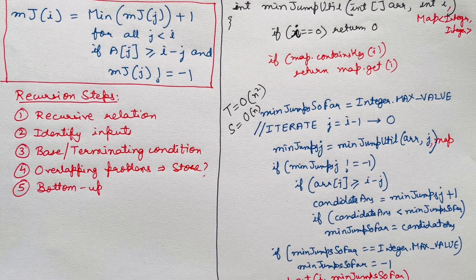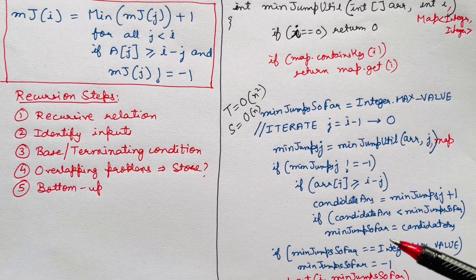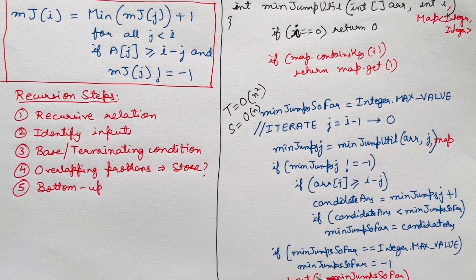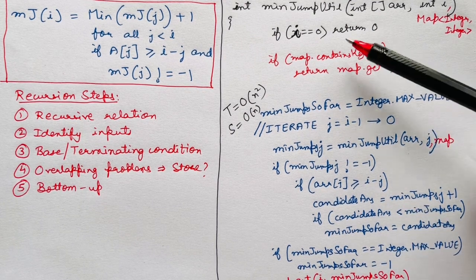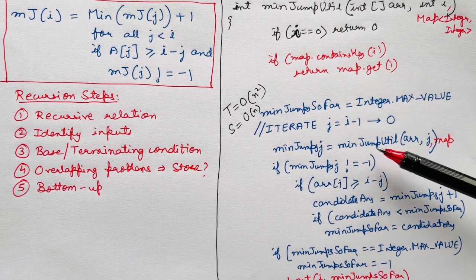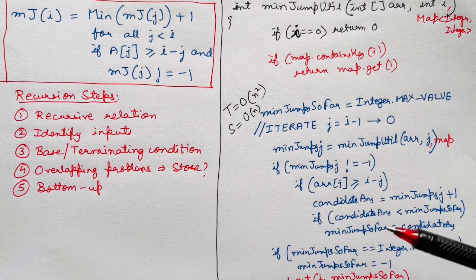But why bottom-up? What is the problem with top-down? The problem with the top-down approach is the same as the problem with recursion. In recursion, the same method keeps on calling itself till the base condition is reached.